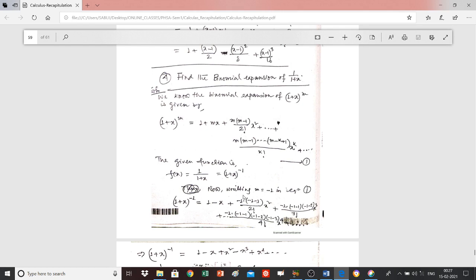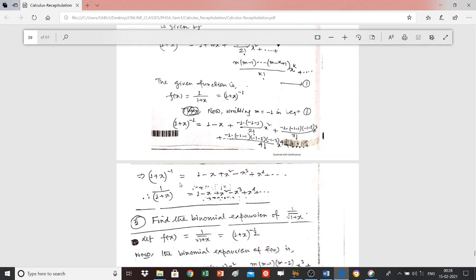Doing that, the substitution method is given here, and finally the term we obtained is (1 plus x) to the power minus 1 equal to 1 minus x plus x square minus x cube plus x to the 4 plus etc. So the binomial expansion of the given function 1 by (1 plus x) is equal to 1 minus x plus x square minus x cube plus x to the 4 plus all other terms.